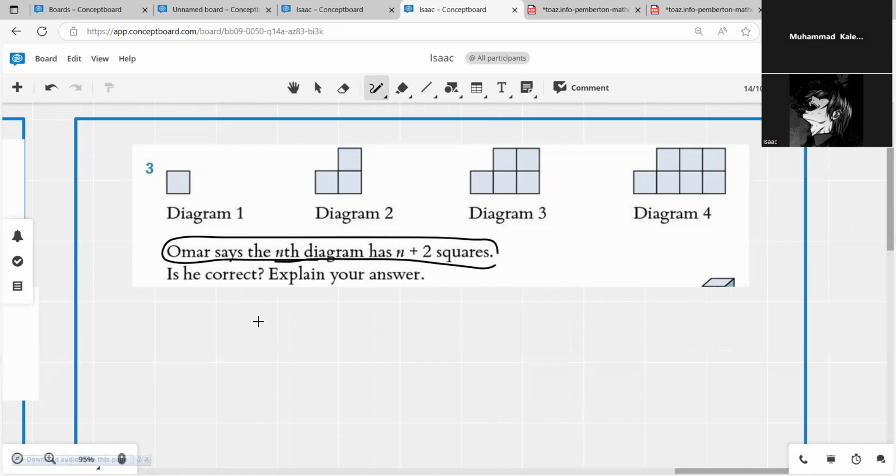If we have the first pattern, nth diagram, which diagram? First diagram. First diagram means n will be replaced with 1. 1 plus 2 will be 3 squares. According to Umar's formula, there will be 3 squares in the first diagram, but that's not true. There is only 1 square. In the second diagram, according to Umar's formula, there will be 4 squares. Even that's not true. And then according to Umar's formula, in the third diagram, there will be 5 squares. This one is true, unfortunately.